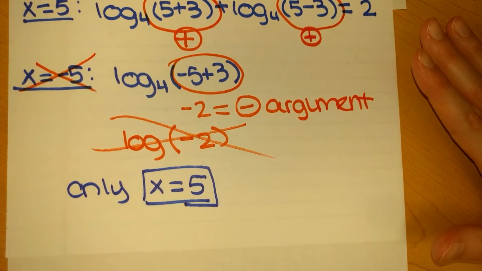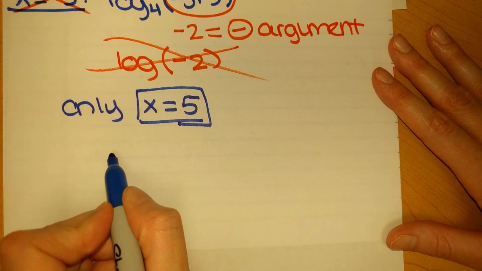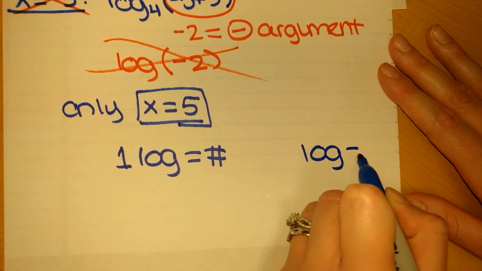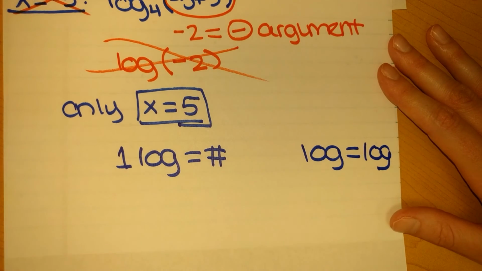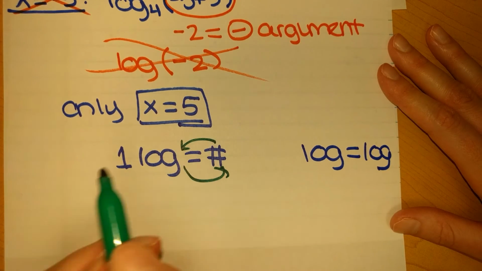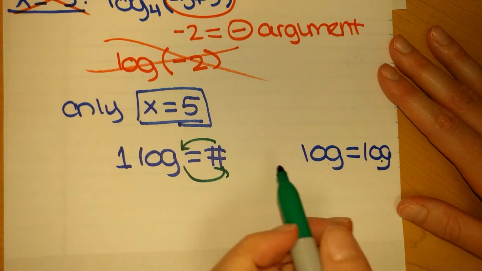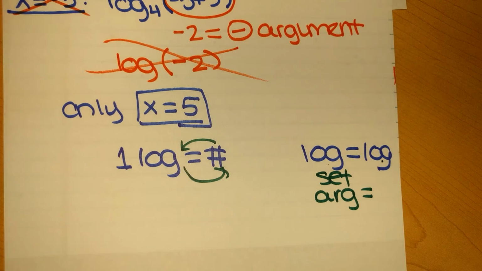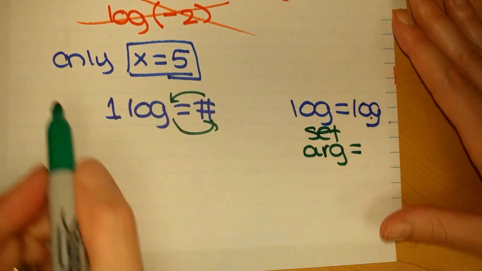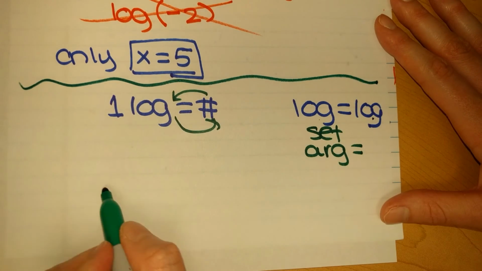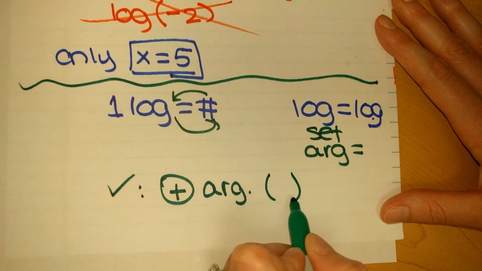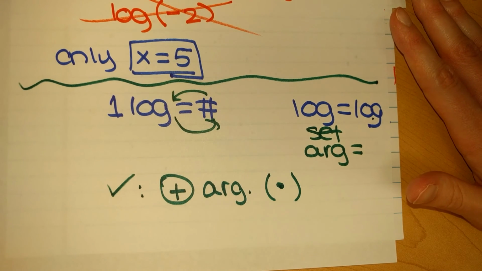Okay? So with our log equations, what we're doing is getting one log equal to a number, or getting log is equal to log. If it's a log is equal to a number, we do the raise-equal-to. If it's log is equal to log, we're going to set the arguments equal. But as you go through that and solve the resulting equations, the big thing you have to remember is to check for a positive argument, a positive parenthesis, in order for it truly to be a solution.